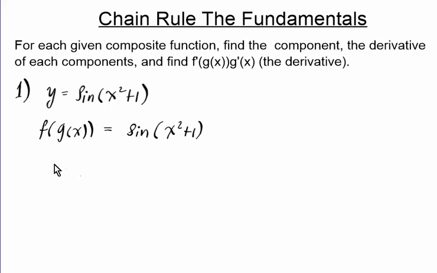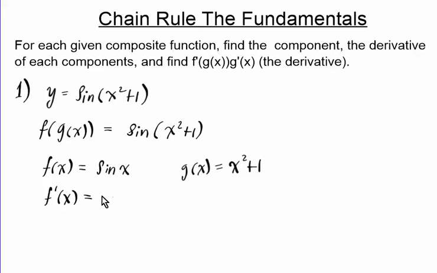Okay, so f of x, the outer function, is sine x. And then the inner function g of x is x squared plus 1. Okay? Now, f prime of x is cosine x, and then g prime of x is 2x. So we have to find f prime of g of x times g prime of x.